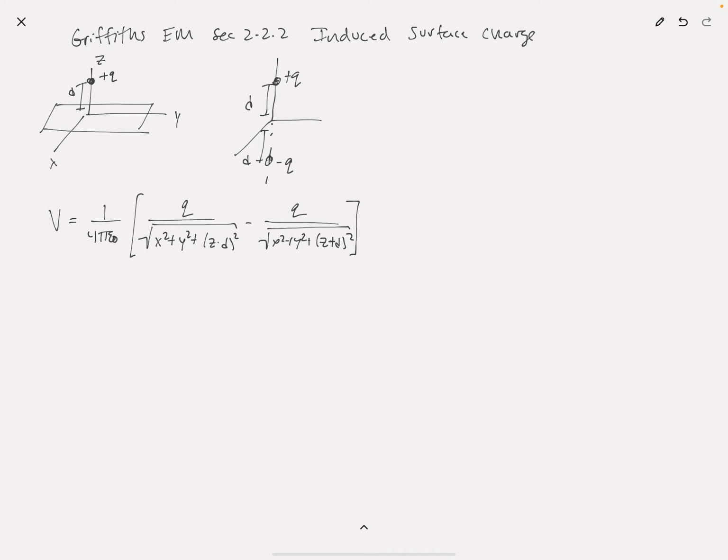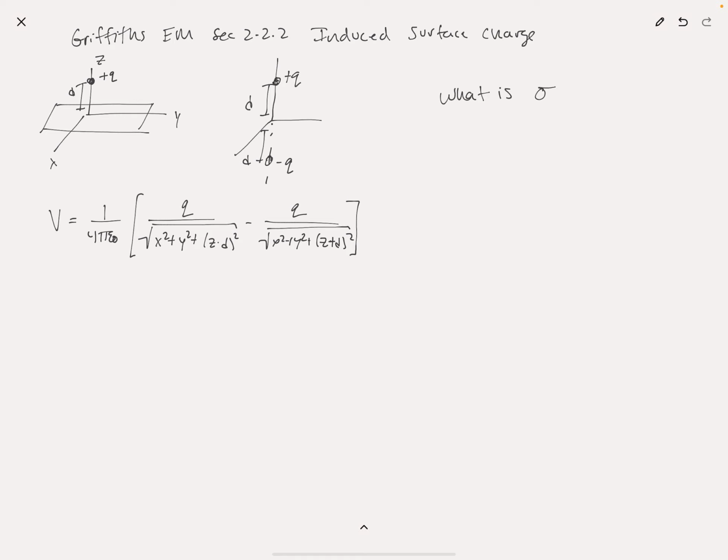Okay. Now, this charge doesn't actually exist. Right? This negative image charge doesn't really exist. But the charges are distributing themselves along the conducting plane in a way that makes it look as if there was a charge minus q, a distance d below the xy plane. Okay, so let's go ahead and figure out what that charge distribution is.